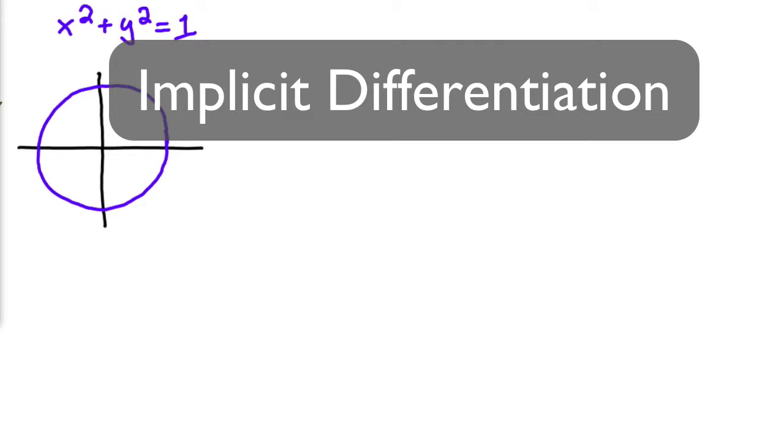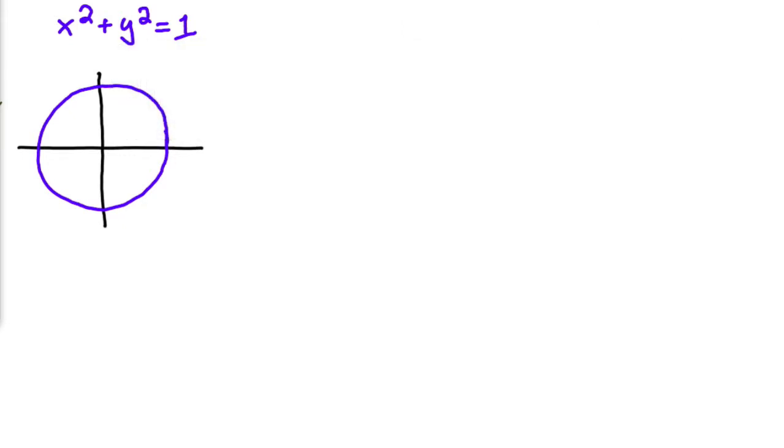Okay, so let's say we have a problem. You know that you have this circle here. This is the unit circle. So right here is 1. And let's say that you want to get the derivative of the circle.